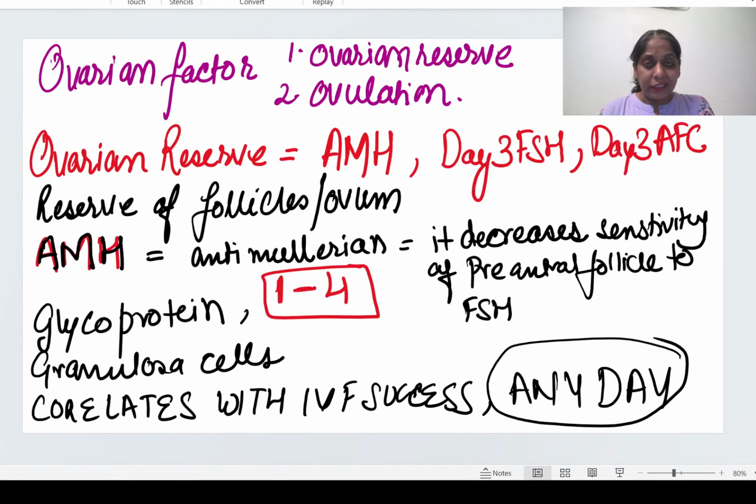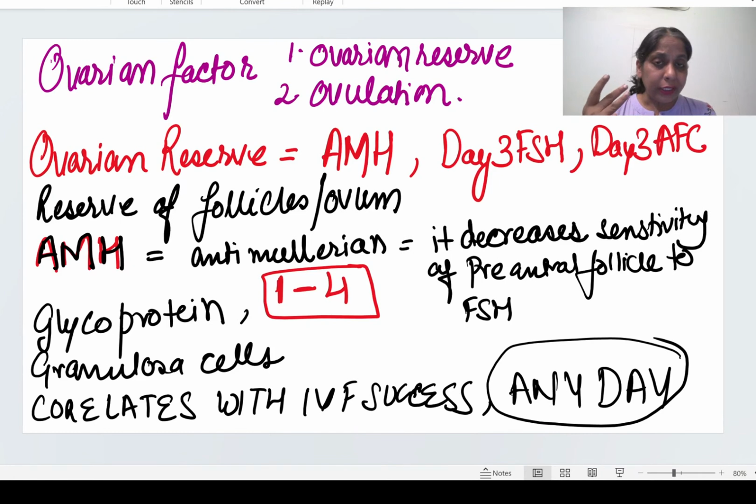Okay, the ovarian factor has two things. Number 1 is ovarian reserve and the second is ovulation. What is ovarian reserve? You all know that follicle formation starts in intrauterine life, isn't it? At 20 weeks it is 7 million. At birth it is 2 million, right? So the maximum follicle formation is at 20 weeks. Now we have to see in an infertile couple whether the woman is having follicles or not. It is quite common that the woman does not have enough follicles. So that is calculated by ovarian reserve, and this is very, very important.